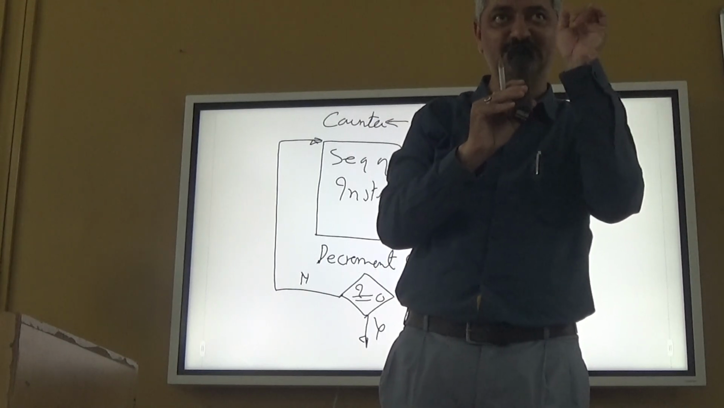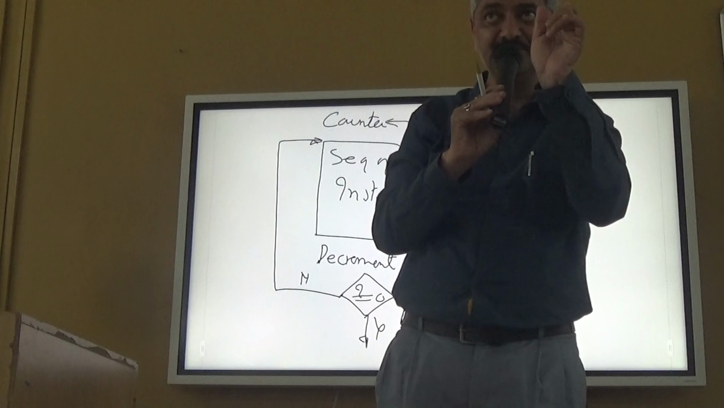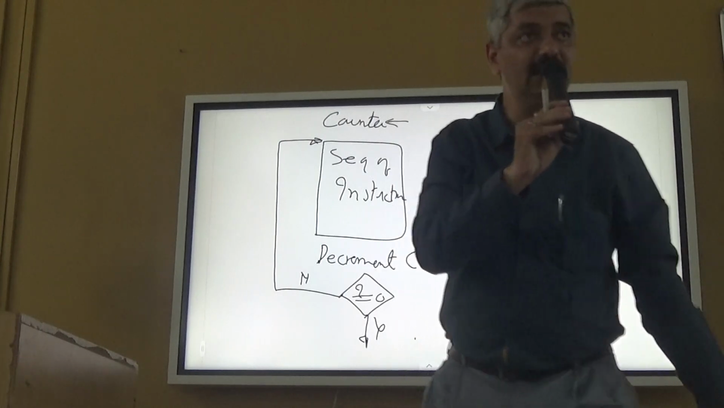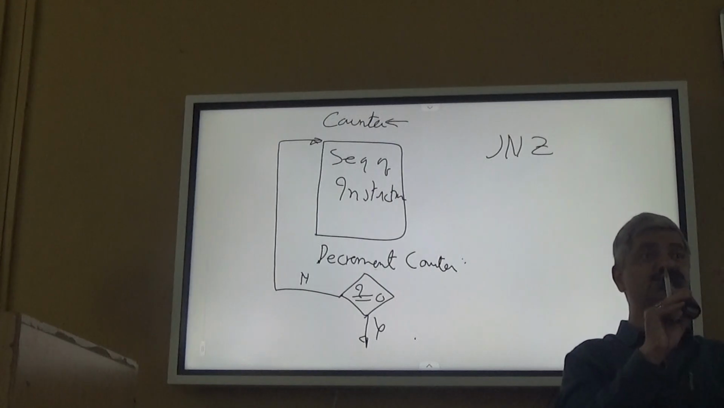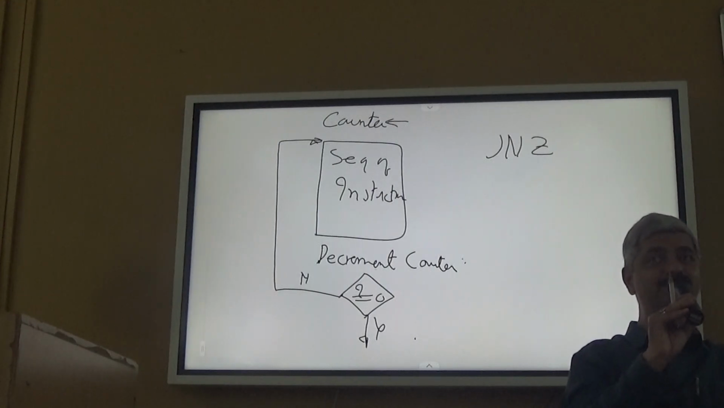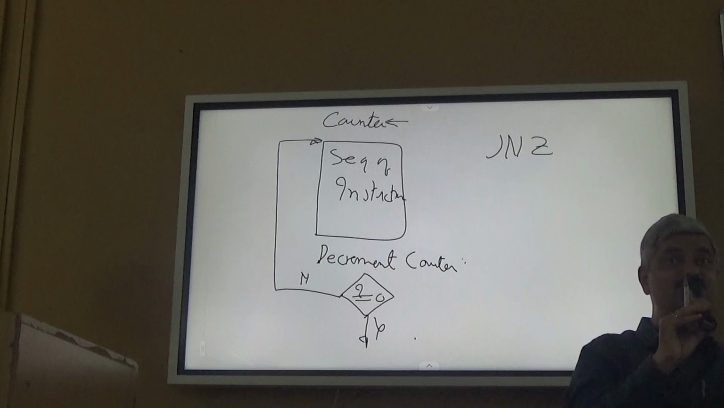Likewise, there is one bit for the zero flag. Listen very carefully. If the result of any arithmetic or logic instruction is zero, the zero flag becomes 1. And if the result of an arithmetic or logic instruction is not zero, the zero flag becomes 0.